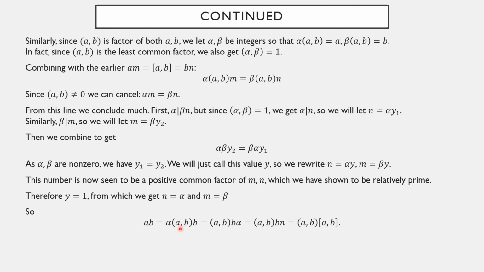is alpha times the GCD times B, because this was A. All we do is move this around a little bit, move the alpha to the other side. But now we have that N is equal to alpha, so I'm going to replace this alpha with N. But B times N was exactly the least common multiple of A and B. And we have finally shown that A times B is the greatest common divisor times the least common multiple.